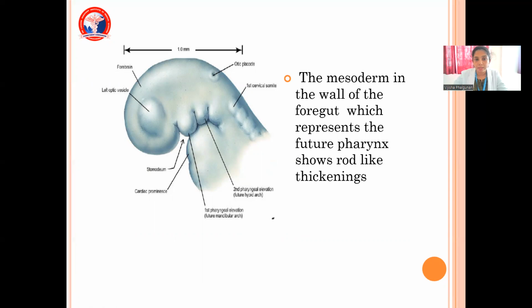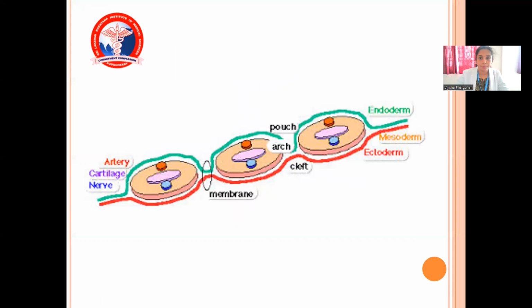What happens at this site of your future pharynx? This mesoderm will start thickening in the form of rods. That is why it is mentioned here as shows rod-like thickenings. So the mesoderm in the wall of the foregut, where the foregut has already formed, at its wall, whatever mesoderm is there, it will start thickening in the form of rods.